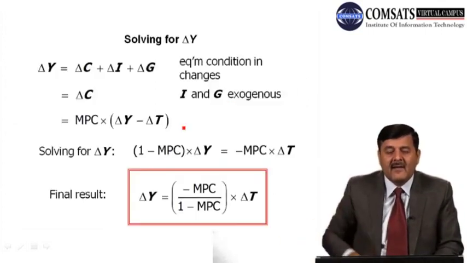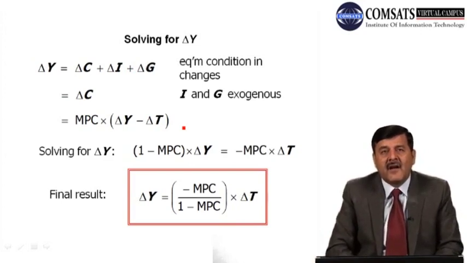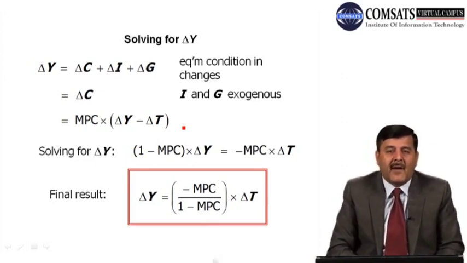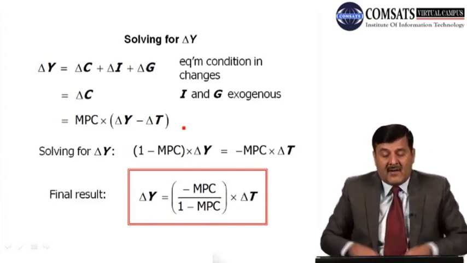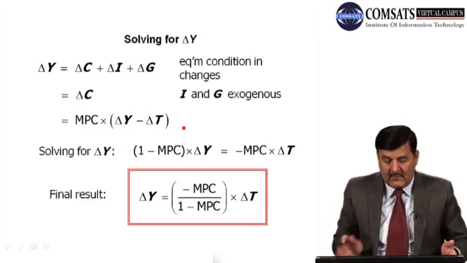Now we can solve this again for delta Y. Delta Y is equal to delta C plus delta I plus delta G. This is the equilibrium condition. And we know that I and G are exogenous here. So delta Y is equal to delta C. Or if we substitute the value of C, as we know that C depends on disposable income, MPC into delta Y minus delta T. Just multiply: delta Y is equal to MPC times (delta Y minus delta T), so delta Y into 1 minus MPC, just multiply this term inside.